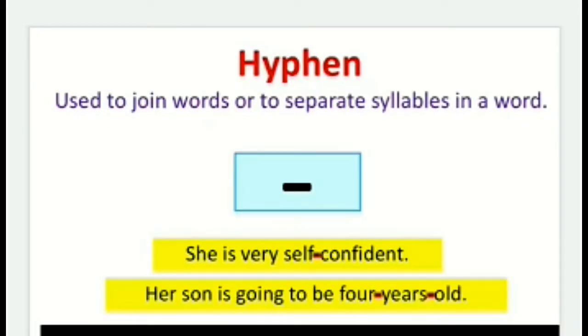Another example, "Her son is going to be 4 years old." So, 4-year-old. For that we can use the hyphen punctuation mark.